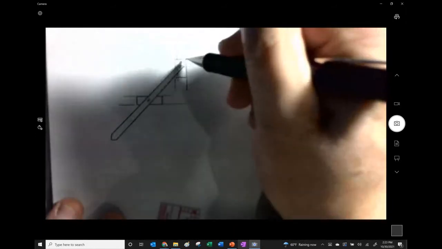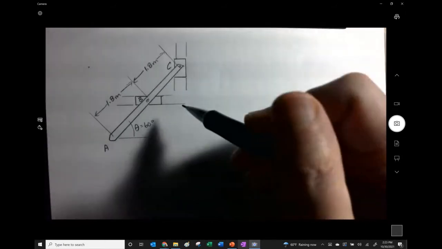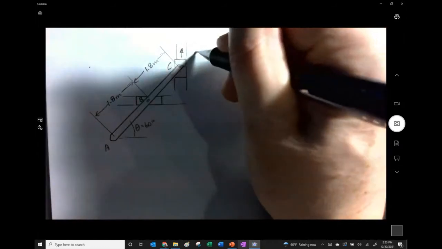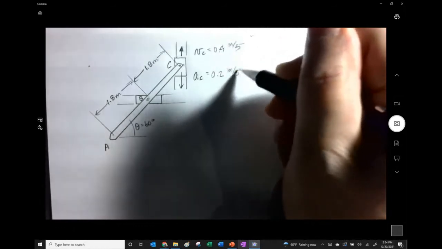Okay, and what we're given is, so this guy is C for some reason, and he's B. And here's A. And we're told that this is 60 degrees, and these lengths are 1.8 meters. I always try to think of how big this thing would be in real life and what its function would be. That's pretty big, right? They're 3.6 meters. That's a long doohickey. We were given that the velocity of C is 0.4 meters per second. I said 0.4 and I wrote 0.5. 0.4. And it's decelerating at 0.2 meters per second squared.